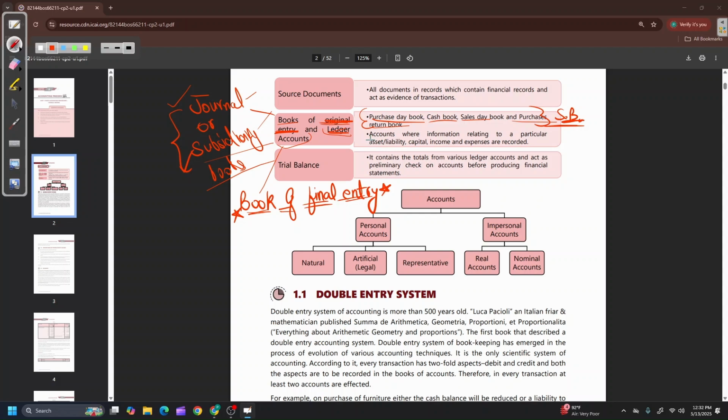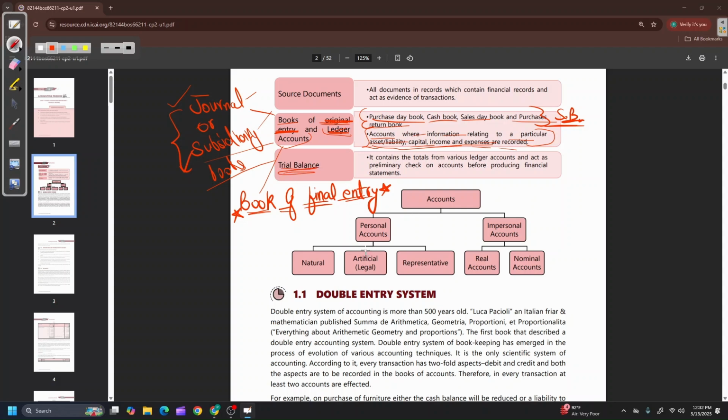Now, accounts are where information relating to a particular asset, liability, capital, income and expenses is recorded. This is the use case of your ledger journal. Don't get deep into it. As soon as we begin the chapter, you'll understand it on your own.